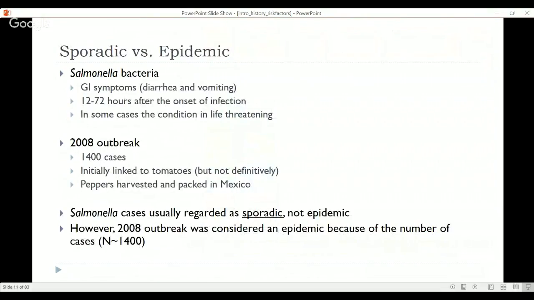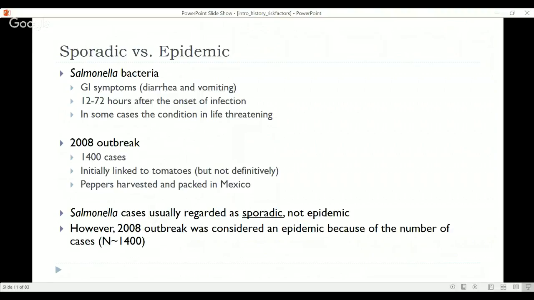All right, so how do you distinguish when something's sporadic versus an epidemic? Again, for the purposes of this class, I don't think it really matters, but generally when we're talking about something that's sporadic, it's just a handful of cases, right? For instance, you might hear about salmonella outbreaks that occur. Salmonella is a bacteria.